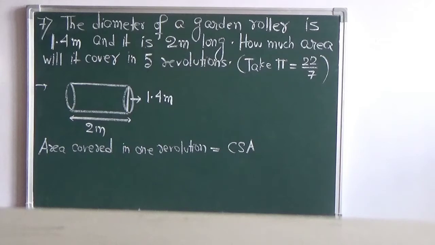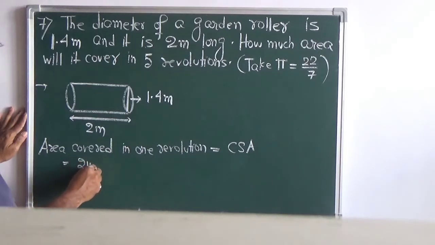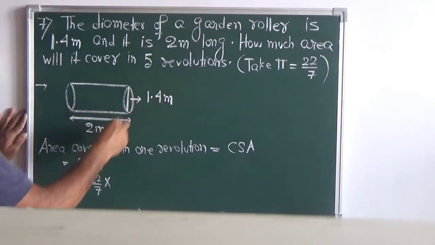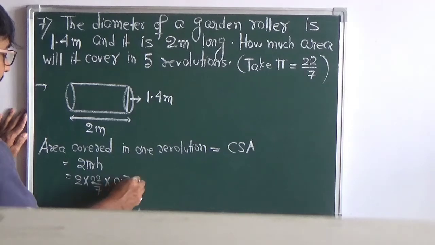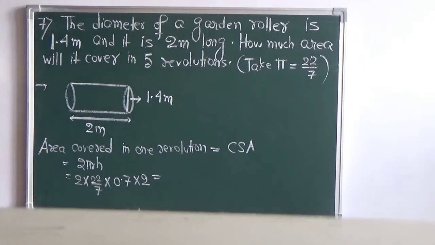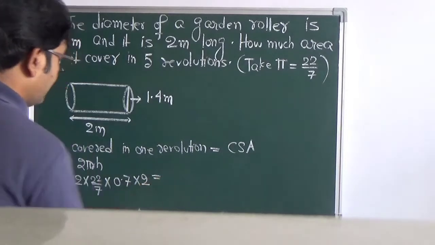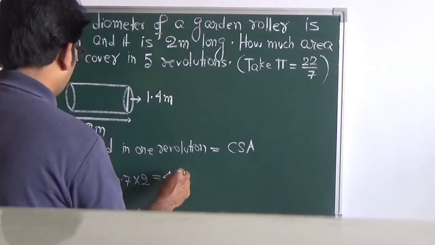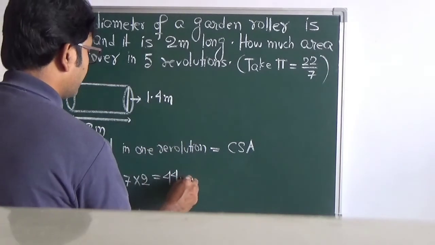Now let us find it, and that is equal to 2 pi r h. So 2 into 22 by 7, and the diameter is given so the radius is half of it, that is 0.7, and the length is actually the height. If you solve, it comes to 8.8 meter square.